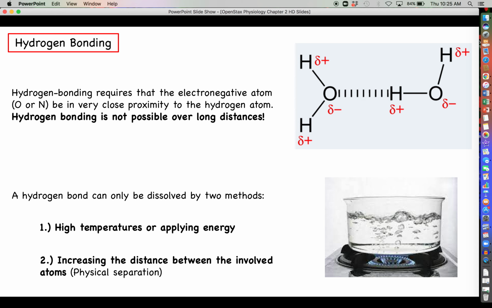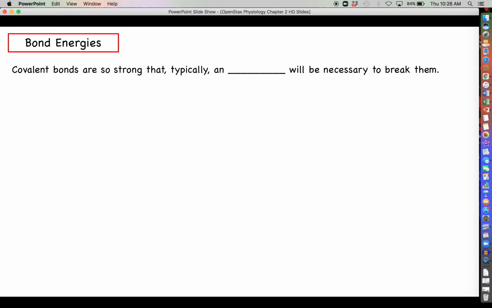The other way you can break hydrogen bonds that's going to be very biologically important for us is increasing the distance between the involved atoms by physical separation. You'll find out in an on your own exercise, I think it's in chapter 3, when you take a look at DNA replication inside of cells. Strands of DNA are actually held together by hydrogen bonds. Well, to replicate DNA, you need to peel those two strands apart and break those hydrogen bonds. So it just ends up being a matter of physically separating those two strands of DNA away from each other.